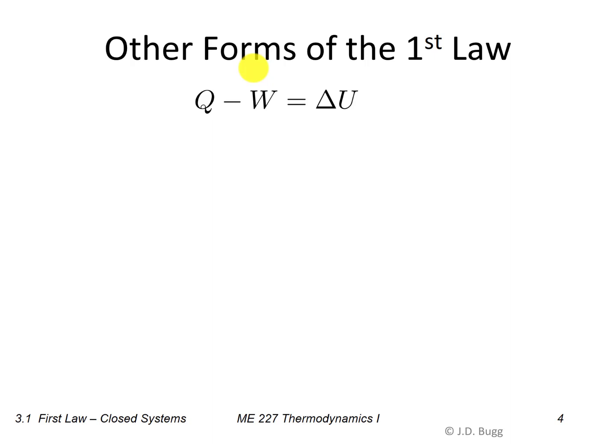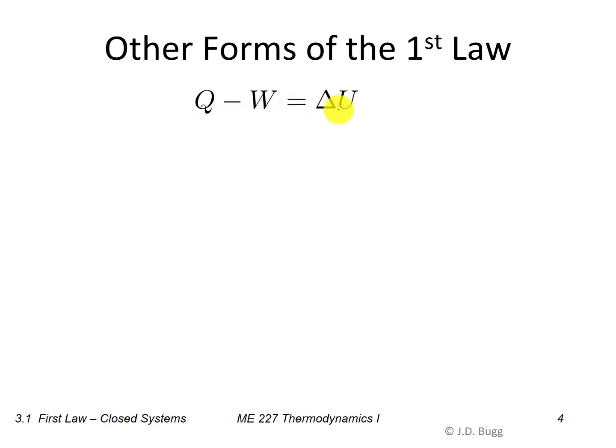Now I want to just review different forms of the first law. So we may see the first law written in different ways, and I want to understand exactly what the differences are. So this is what we've seen so far. Q minus W equals delta U. Now notice these are all uppercase letters.